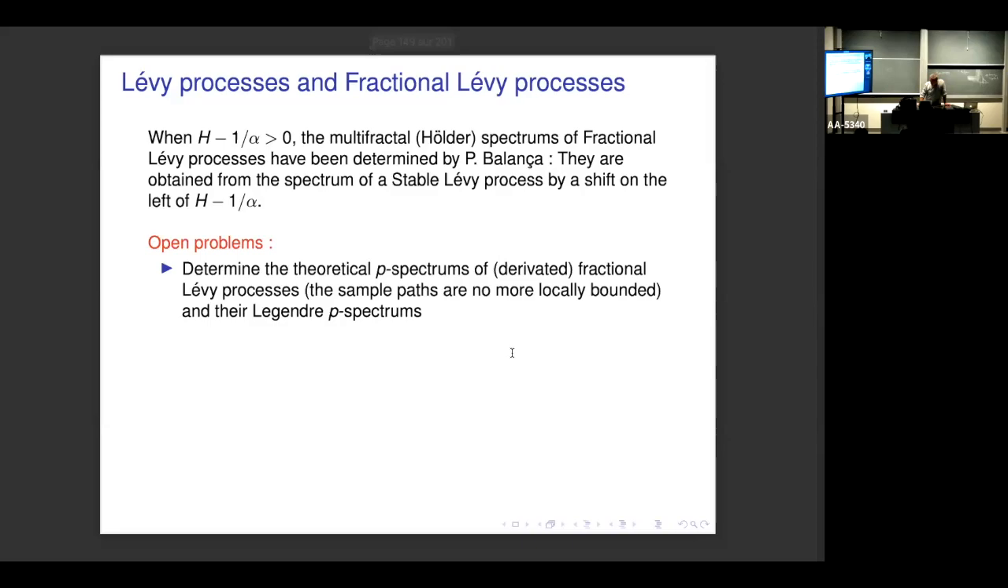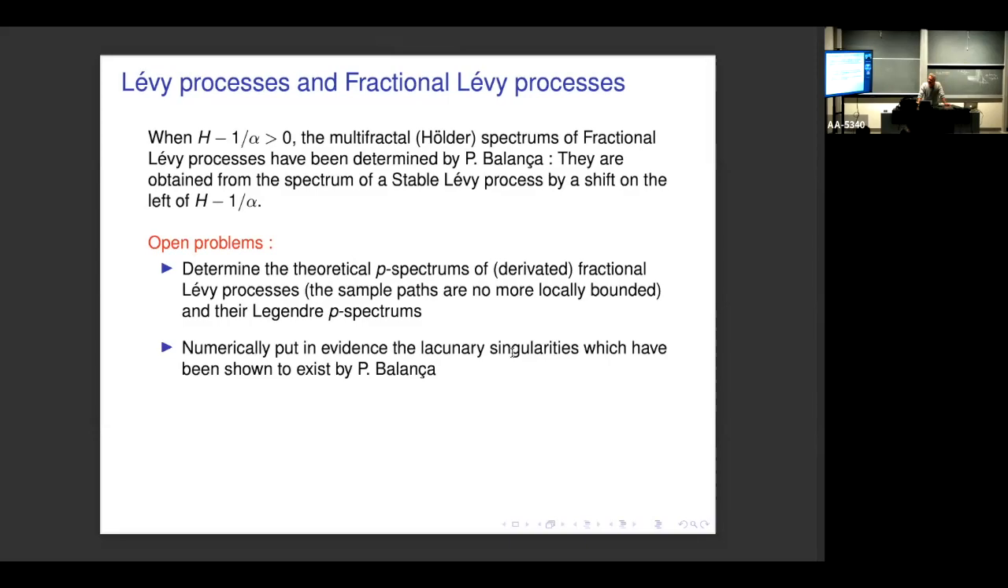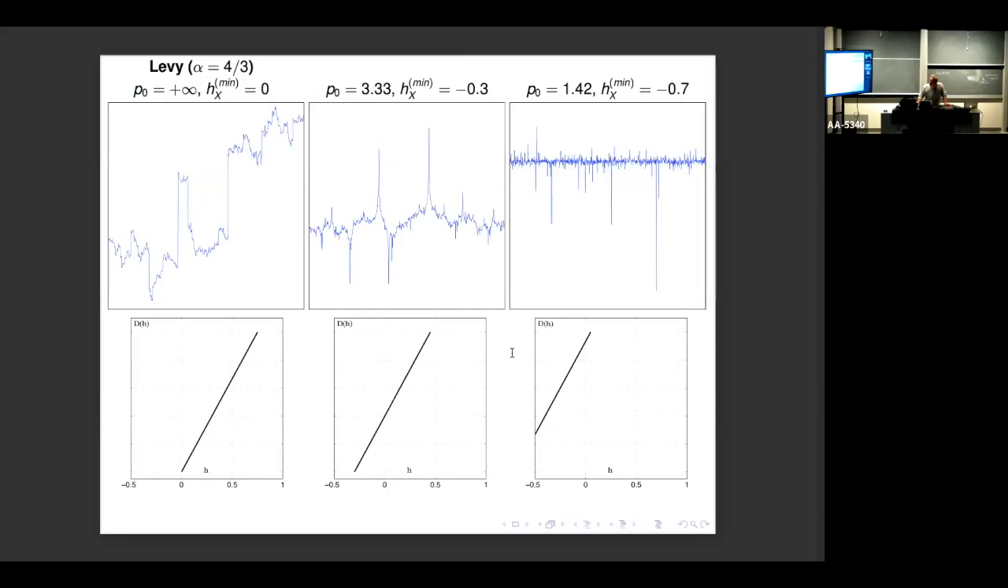And as far as I know, if you take a fractional derivative of a Levy process, since it has discontinuities, the sample paths are no more locally bounded. But if the order of the fractional derivative is not too big, you can use p spectrums. And these are completely open problems. So what is the p spectrum of a fractional derivative of a Levy process? And as I said, another big issue is to put in evidence these lacunary singularities.